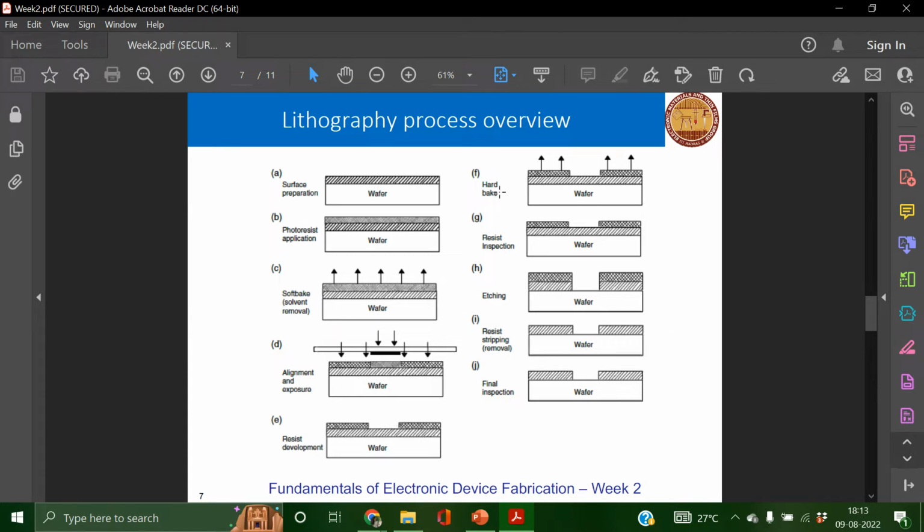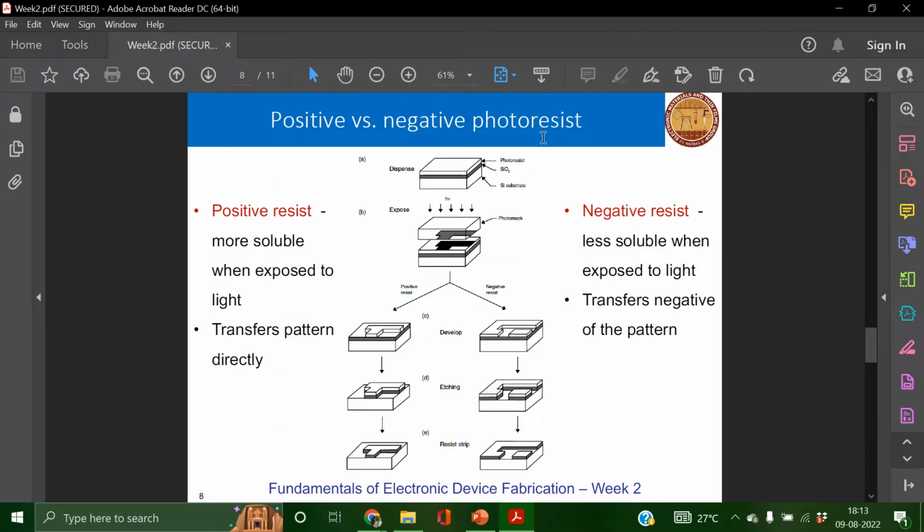And then we do a hard bake to remove the excess solvent again. Then we will inspect that the pattern has been formed correctly, and we will etch out this photoresist layer and we will strip the photoresist so that on the final wafer we will be getting whatever pattern was there on the mask. So there are two types of photoresist that will be used. One is positive and one is negative.